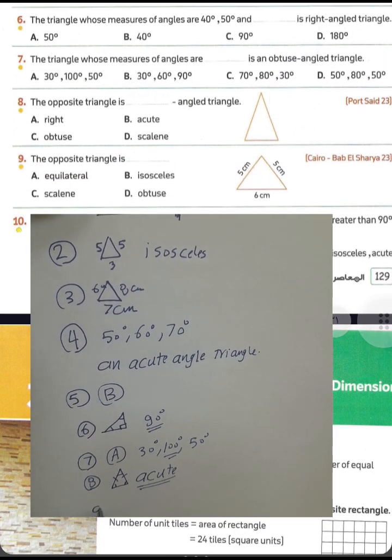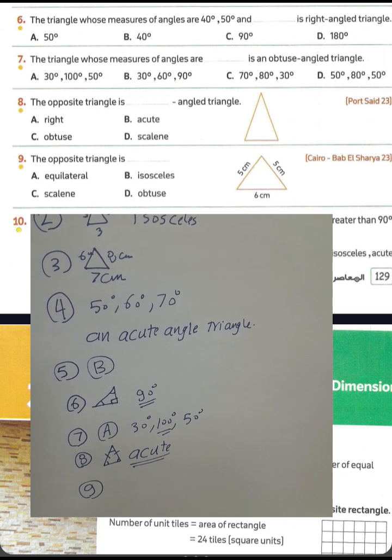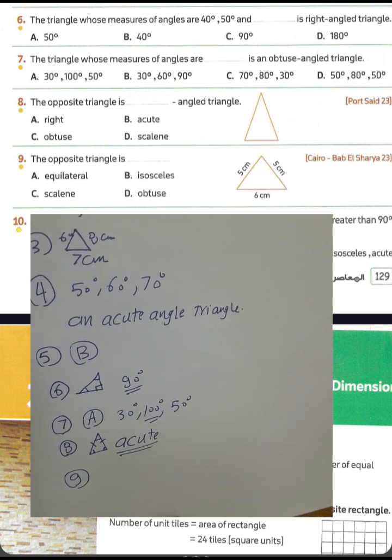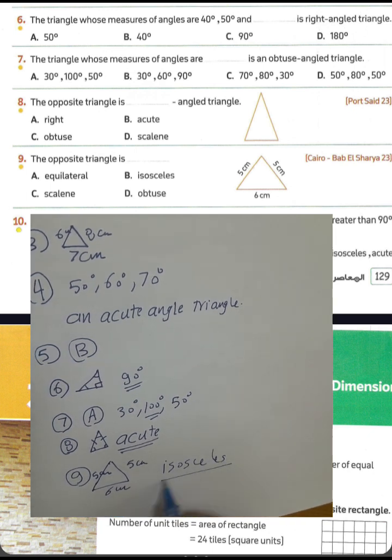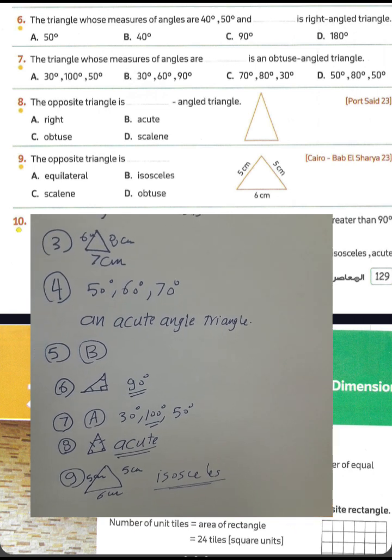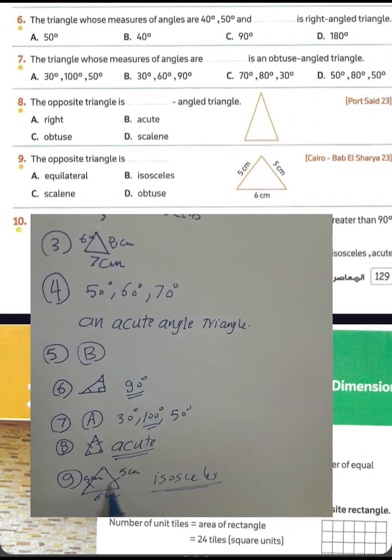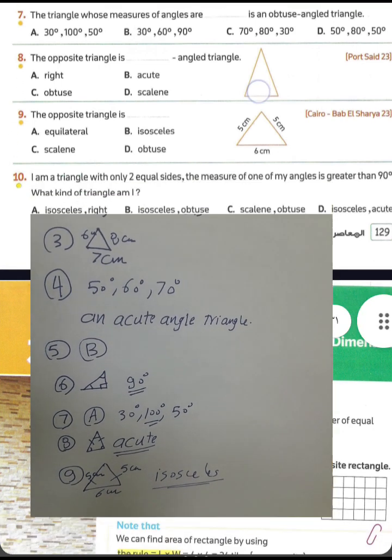Question number 9. The opposite triangle, we have here 5 centimeters, 5 centimeters and 6 centimeters. We call it an isosceles triangle, because we have two sides of equal length. Question 10.